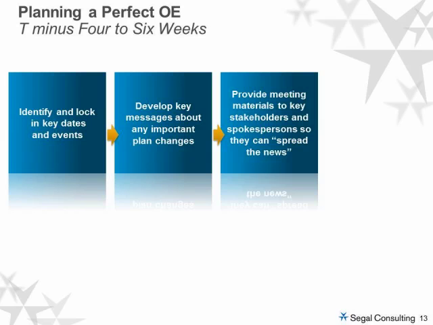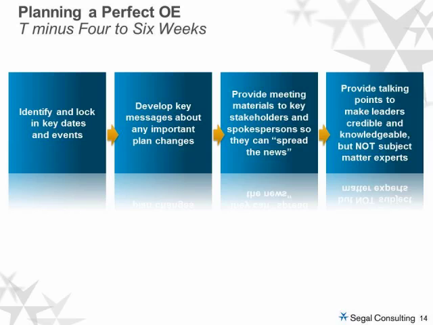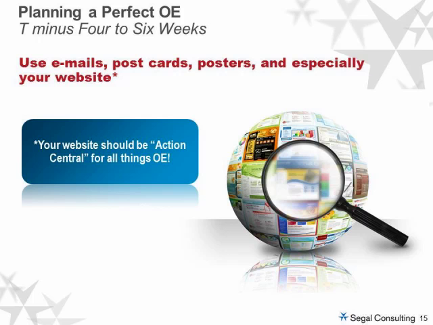Provide meeting materials to key stakeholders and spokespersons so they can help you spread the news beyond the open enrollment guide you're drafting. You should provide talking points to make your leadership credible and knowledgeable. You're not trying to make them subject matter experts. You just want them to be able to answer basic questions or know where to go to get the answers for their people. Finally, we recommend using simple things like emails, postcards, posters, and especially your website as tools to connect with your people. Remember, your website should be where it's happening for all things for open enrollment.